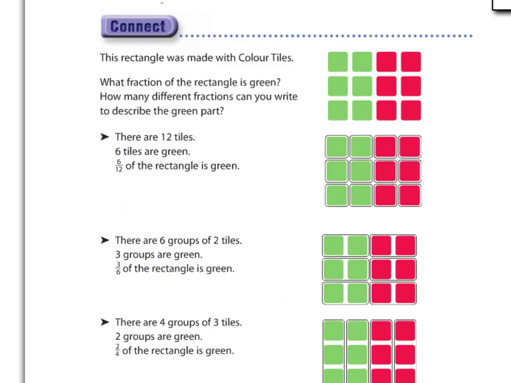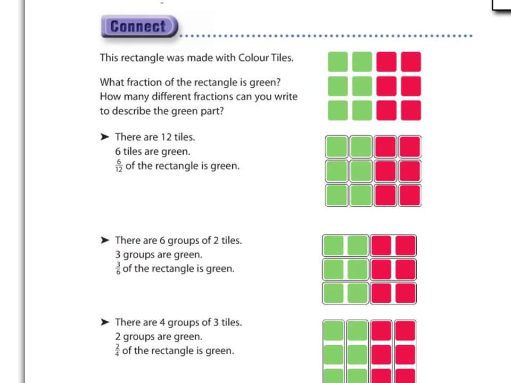All right, so let's take a look at our connect section. Here we have this rectangle, which is made of color tiles. What fraction of the rectangle is green? How many different fractions can you write to describe the green part? Well, if we take a look, there are 12 tiles, so this would be 6/12 of the rectangle. We could group the tiles into groups of 2, at which point there are 3 groups of 2 out of a total of 6 groups of 2, so there would be 3/6 of a rectangle.